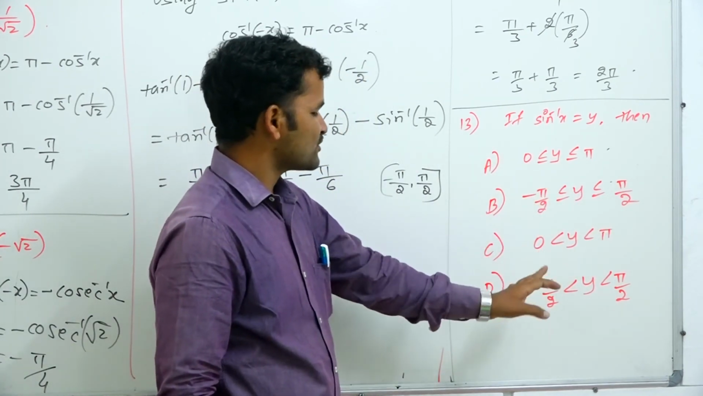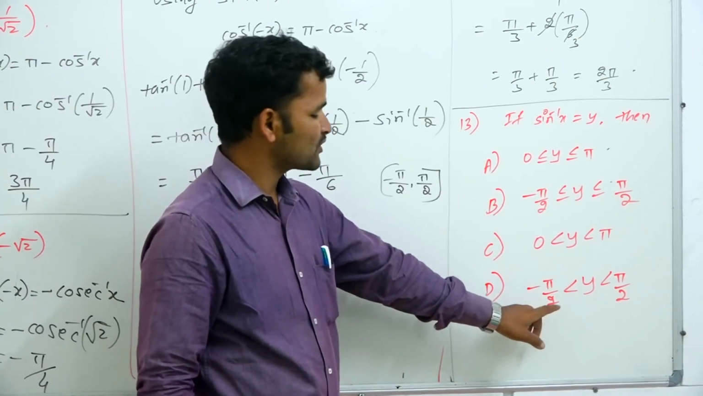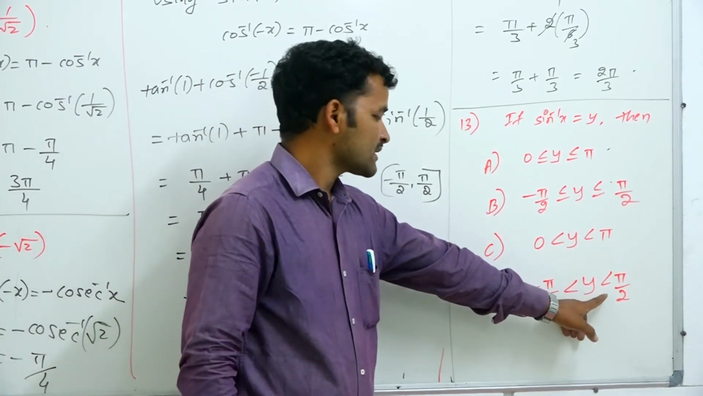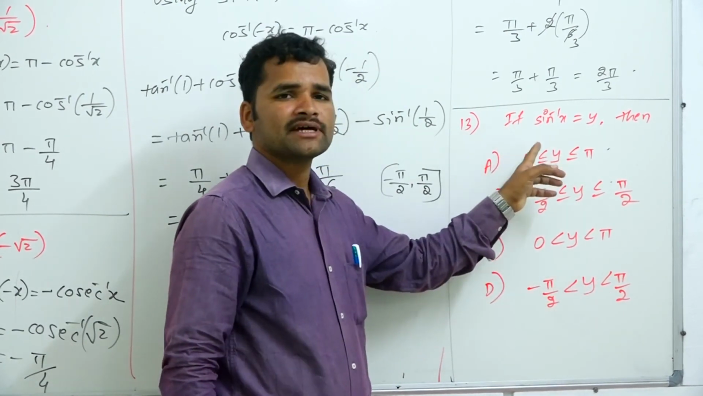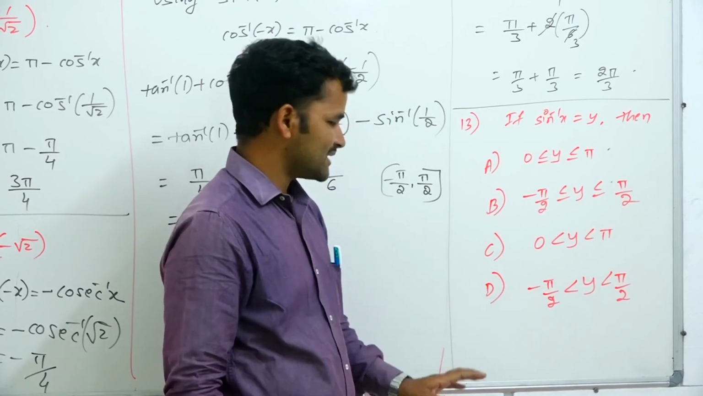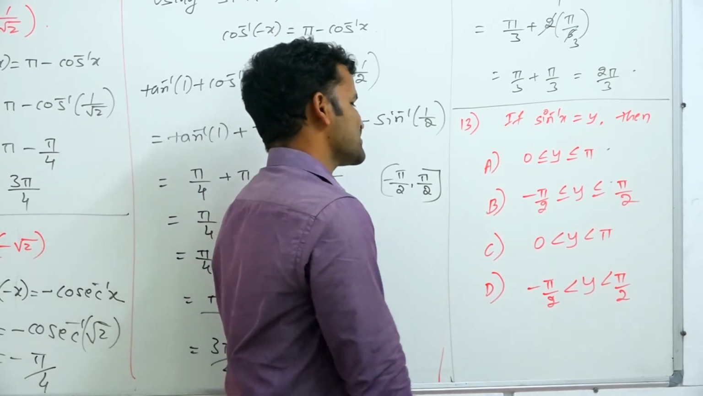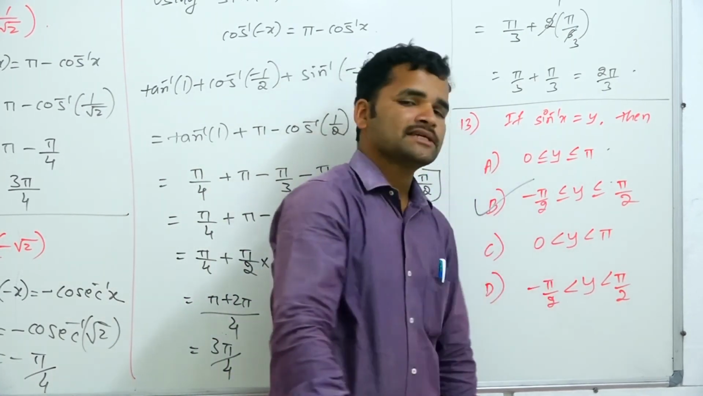Okay. Third one is also not possible. Fourth one is also wrong because it is given simply less than. Here less than means it excludes the end points, but sin inverse gives us minus pi by 2 and plus pi by 2 also. Hence the fourth one is also not possible. Only correct answer is B.